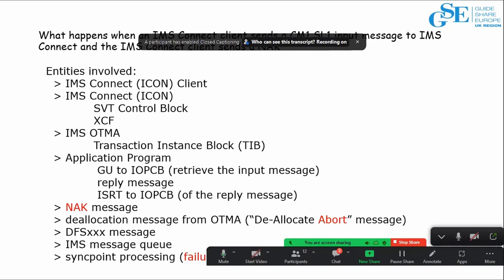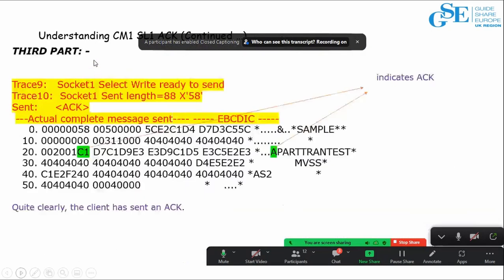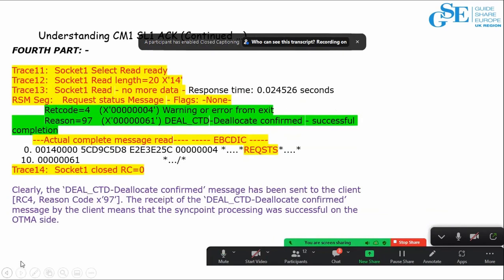IMS Connect will process the sync point failure and it will send the DFS x66 message to the IMS Connect client. And again, if it was a persistent socket that was in use, IMS Connect will keep the connection open. It will not free the SVT control block. Otherwise, the SVT control block will be freed. And finally, the IMS Connect client will process the DFS x66 message. So with that, I have covered all the three cases.